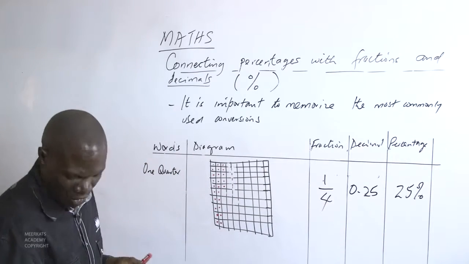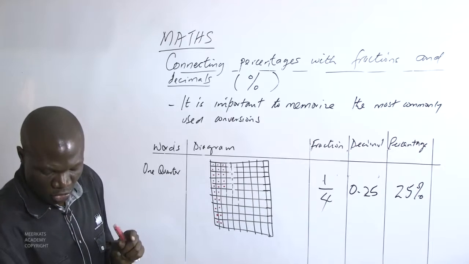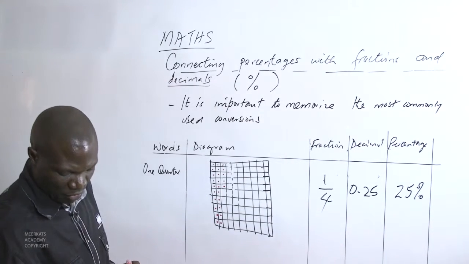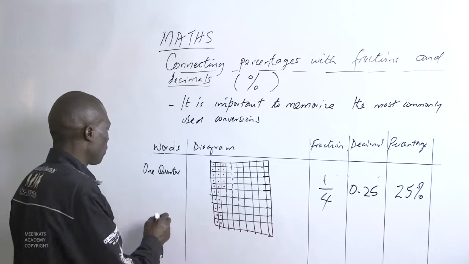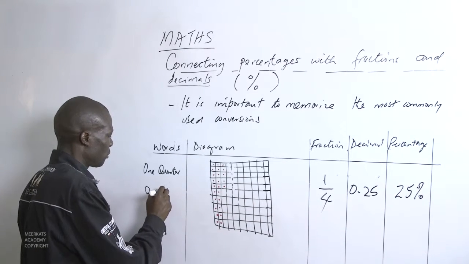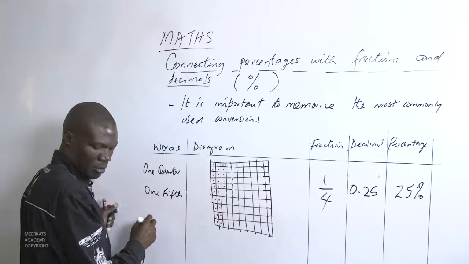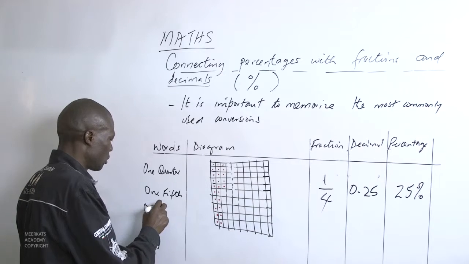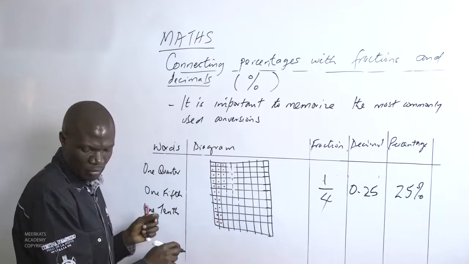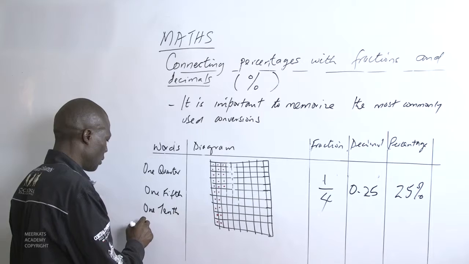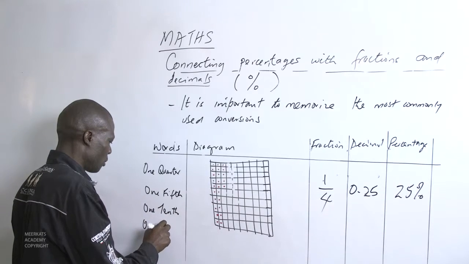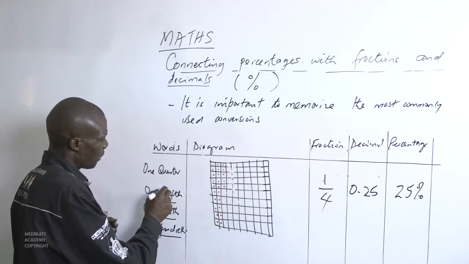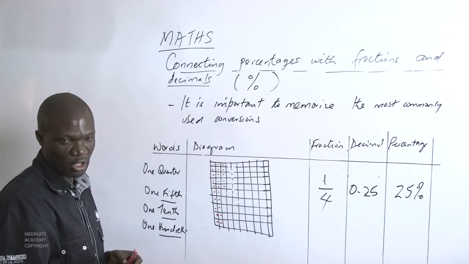I want you at your own time to also be able to prepare a diagram for the following. For 1/5, for 1/10, and for 1/100. Prepare those 3.